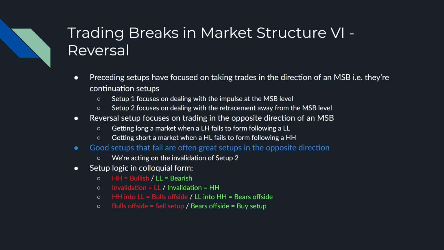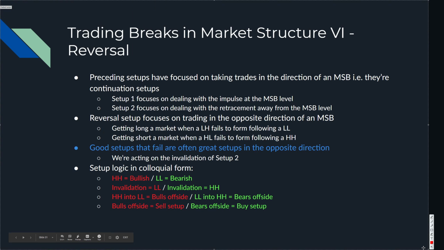And the specific factors which must happen for that to be reasonable and not counter trend is getting longer market when a lower high fails to form following a lower low, and getting shorter market when a higher low fails to form following a higher high.